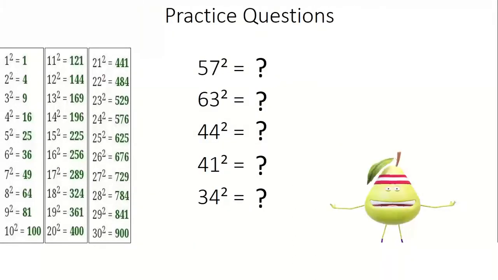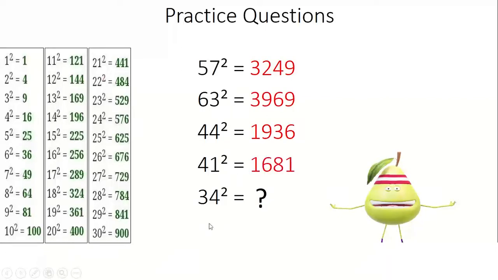So let's calculate these squares. 57 square is 3249. 63 square is 13 extra, so 38, and 169, so it is 3969. 49 square is 1936. 41 square is 9 less, so 25 minus 9 is 16, and the square of 9 is 81, so it's 1681. 34 square is 16 less, so 25 minus 16 is 9. 16 square is 256. 2 carry over, so it has to be 1156.